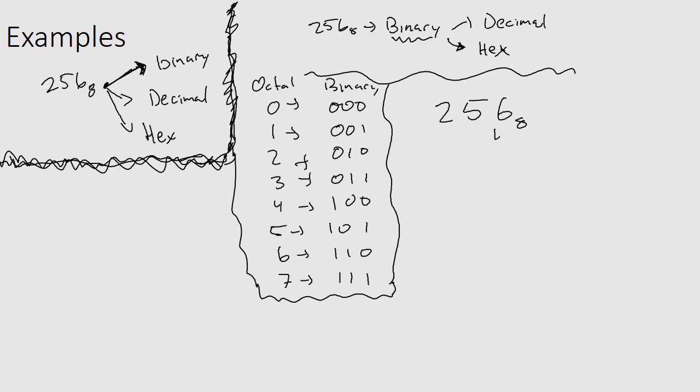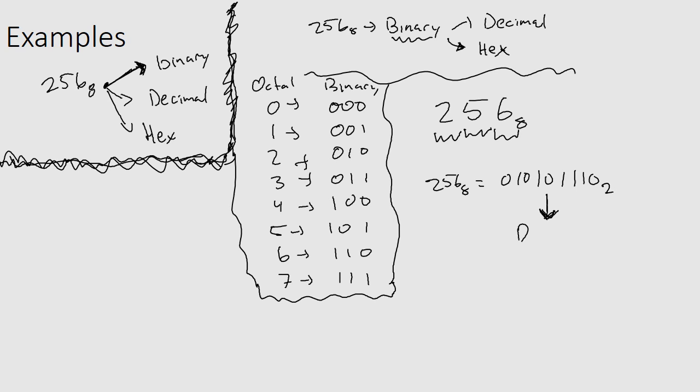So what we do is we take a look at the rightmost digit, so 6, and we find the binary equivalent of 6, which is 110, and then we take the binary equivalent of 5 and we append that to the left of 110, so 101, which is the binary equivalent of 5. And finally 2 is 010, and that is the answer. So 256 in octal is equivalent to 0101011110 in binary.